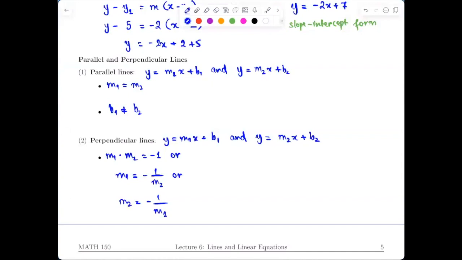All right, so let me recap this quickly. Two lines are parallel if their slopes are the same and their y-intercepts are different. Two lines are perpendicular if you multiply their slopes together and get -1. Let's do some examples now.